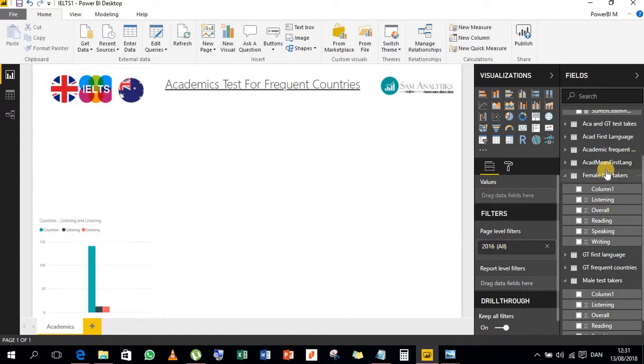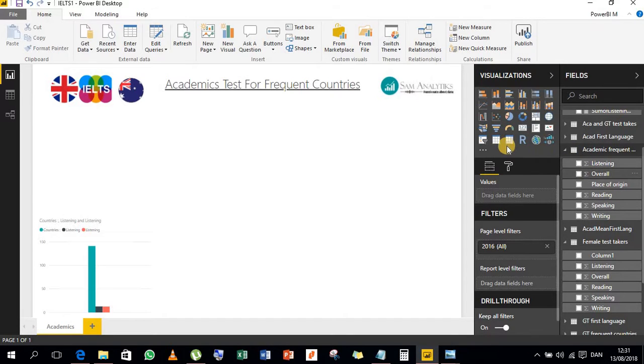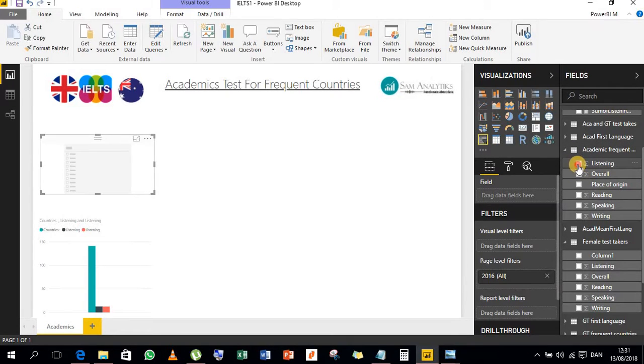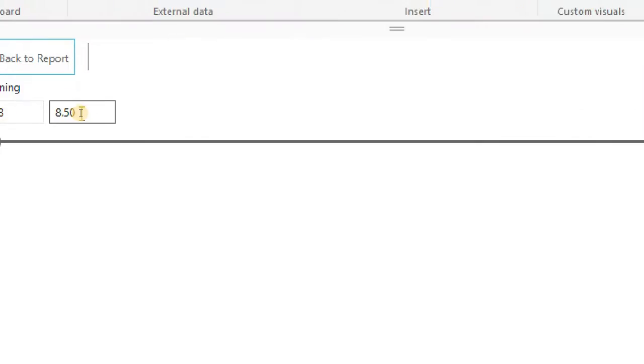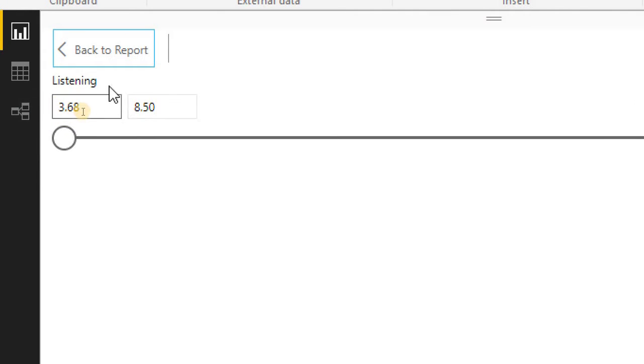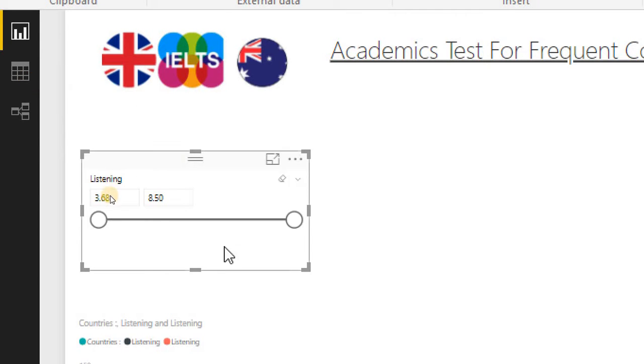So if I apply the slicer for the frequent countries, which is this one, and take the slicer of the listening, you can very well see my scores, 8.50 and 3.68 as the minimum score attained by the students while taking this test in the academic part.